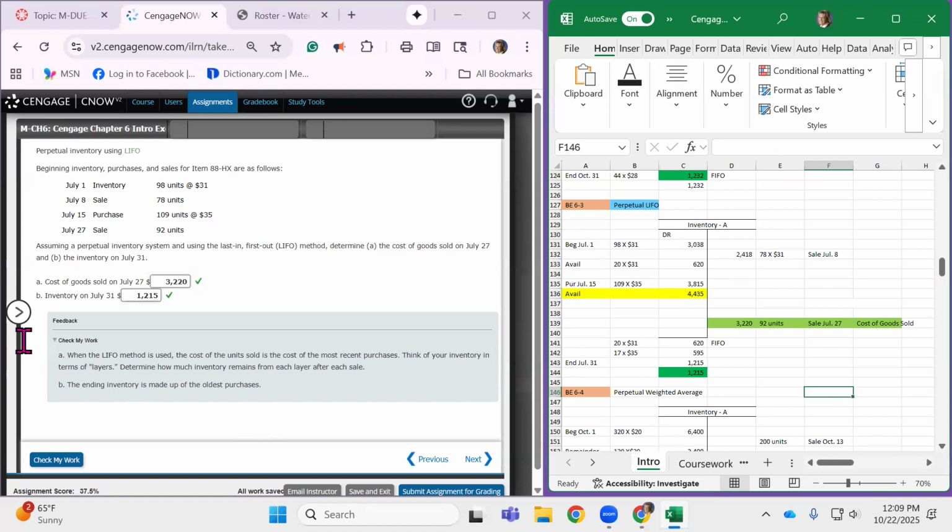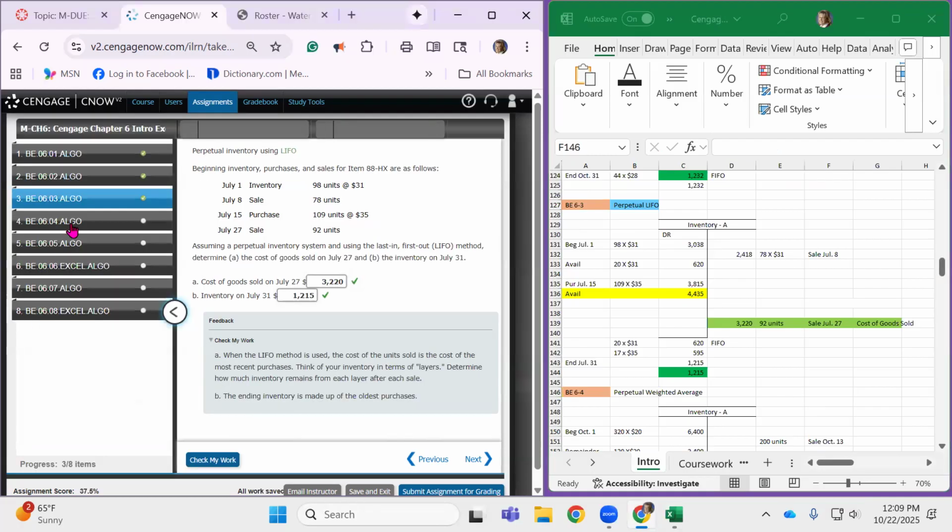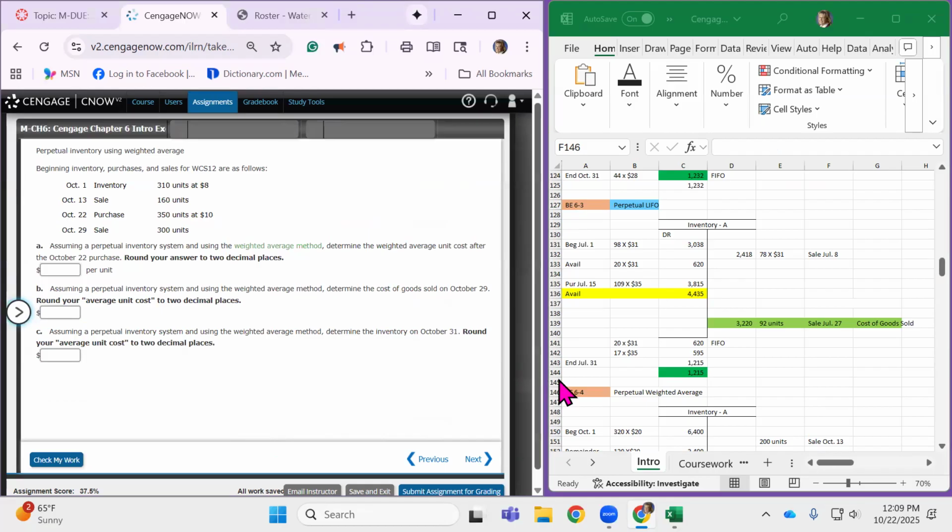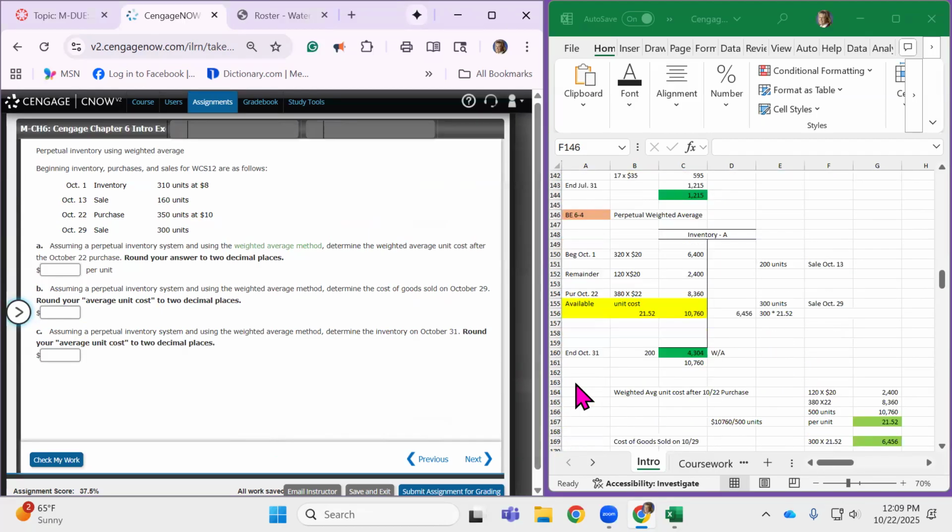All right, let's go to the next one. So we did FIFO and LIFO. Now we're going to do weighted average. Okay, weighted average, new problem.